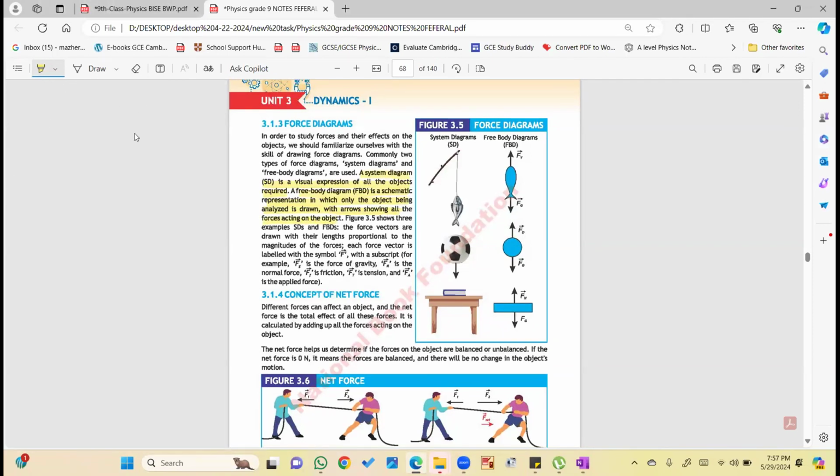That's not something that we need to memorize. It's just how you could show the force diagrams, how you could show what number of forces are acting on a particular object, and so forth.